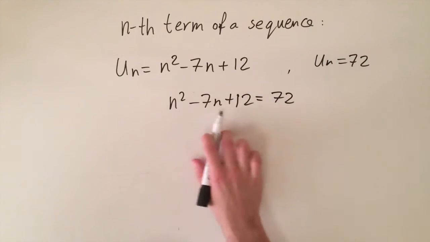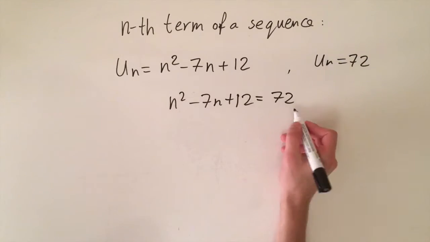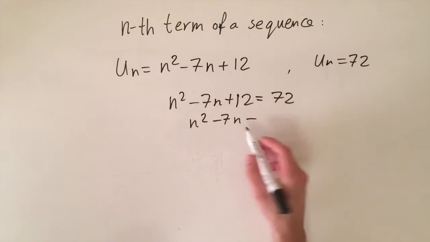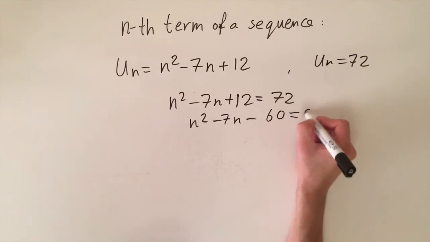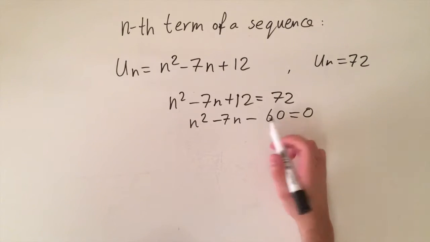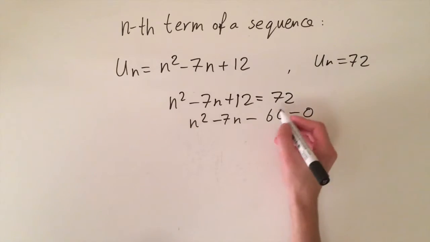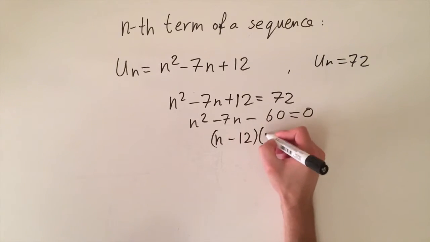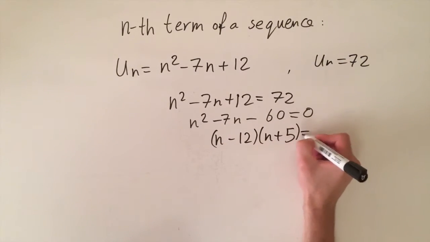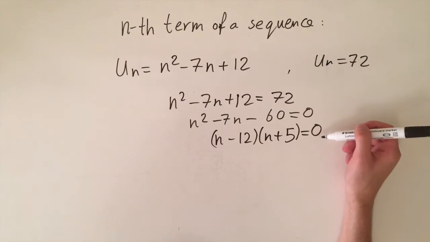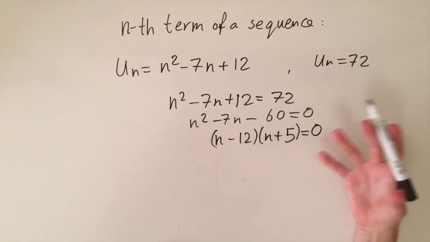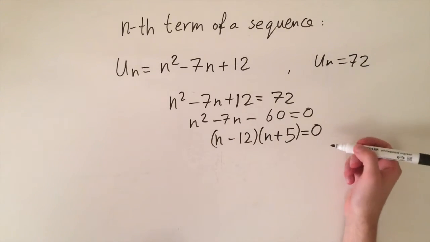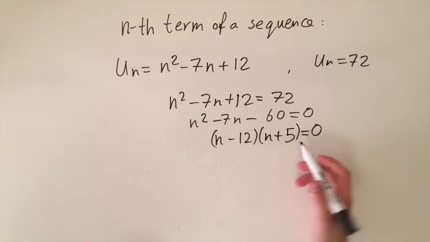So we want to find the values of n for which this equation holds. If we subtract 72 from both sides, we get n squared minus 7n minus 60 equal to 0. Observing that 60 is 12 times 5, we can factorize this quadratic as n minus 12 times n plus 5, and this is equal to 0. If you didn't spot this straight away, you can complete the square or use the quadratic formula, and it's going to give you exactly the same answer. But if you can spot it straight away, it's going to be a bit quicker. And now we can read off what the solutions are.